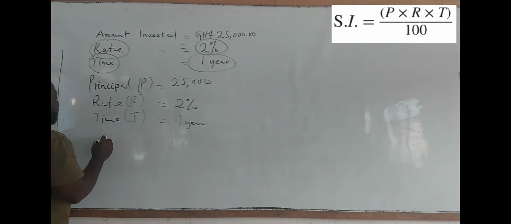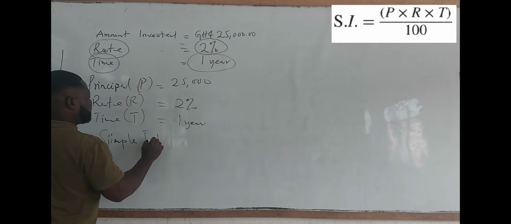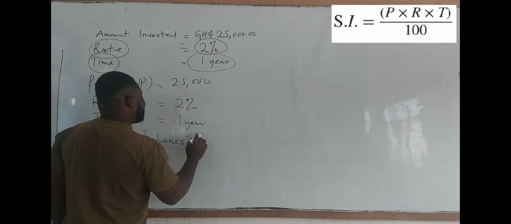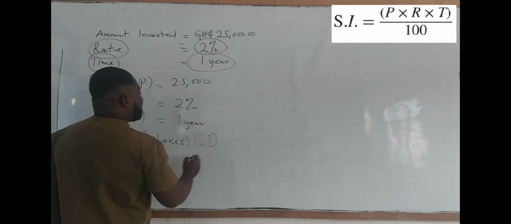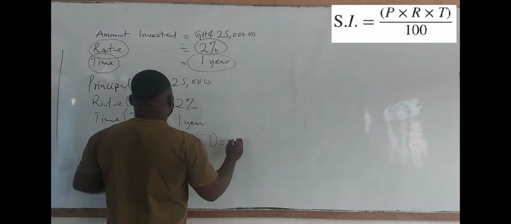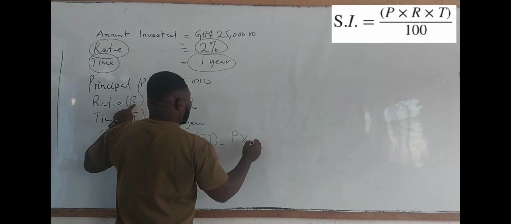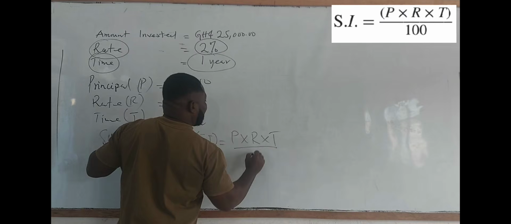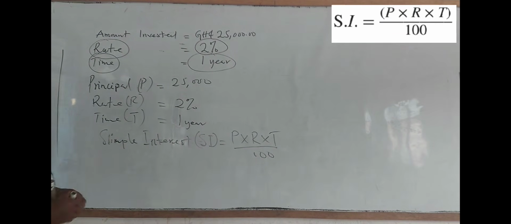And so we are going to have simple interest, as we stated earlier, which is SI. When you see me write SI, it means simple interest. So simple interest is equal to P times R, which is the rate, times T, all over 100. Right, that's the simple interest formula. And so this is what we are going to do.